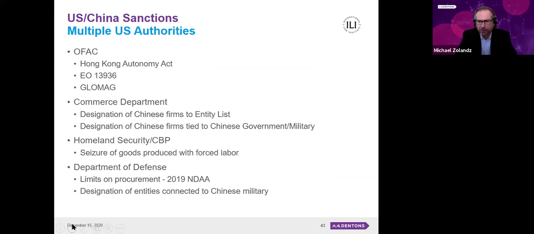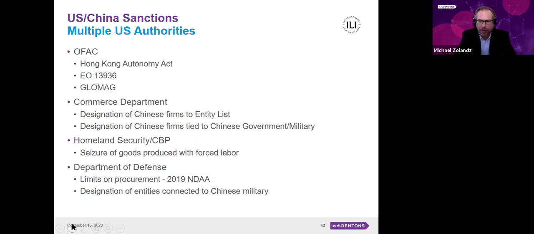So what does this look like across the US government architecture? Well, under OFAC, there's the Hong Kong Autonomy Act and its implementation. That's the most recent development, which is the concerns over crackdowns on Hong Kong's autonomy and relative independence from the rest of mainland China. Executive Order 13936, which also follows the HKAA, but relates more broadly to, again, using a phrase borrowed from other programs, malign conduct. And then the Global Magnitsky sanctions, which are human rights and anti-corruption focused.